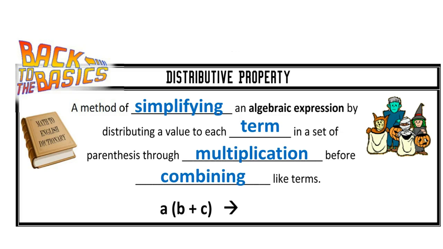The basic example is A times (B plus C). Think of it as trick-or-treating. That A needs to give candy to all of the trick-or-treaters, so it's going to be multiplied by B and multiplied by C. A times B gives me AB. A times C gives me AC. This is the general form of the distributive property.